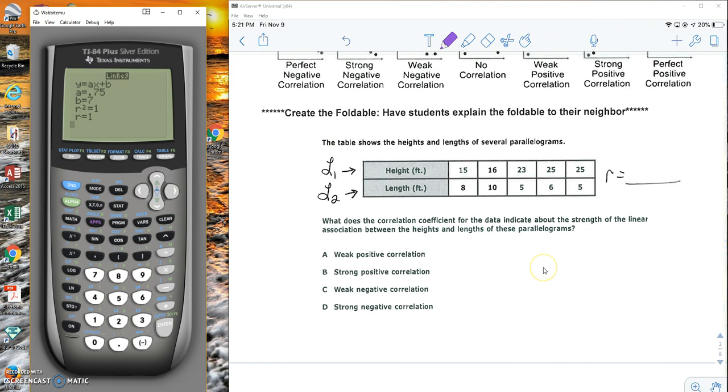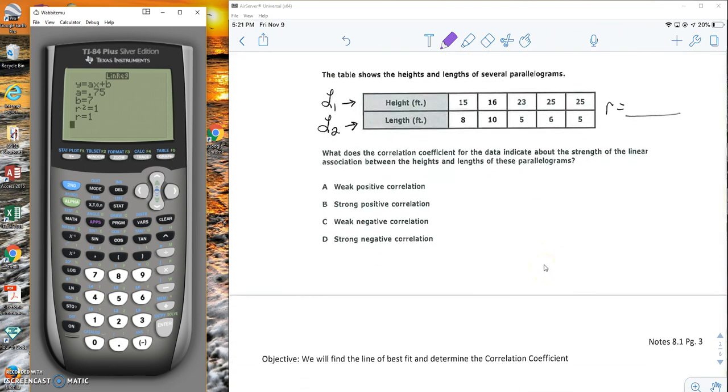So this table shows the heights and lengths of several parallelograms. So we are going to plug this into StatEdit and look at that R value. Remember, we set up that R value by clicking mode, scrolling up, and turning this on. So we've already turned this on, but that is something you will have to do every time. So we're going to go back to StatEdit. We still have a table, so I'm still going to plug these things in. If you need to pause to plug these in, that's totally fine.